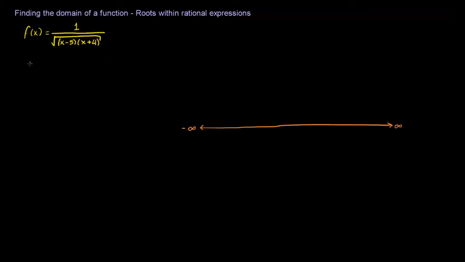I'm going to start by taking what's inside the root and writing it here. It'll be x minus 5 times x plus 4, and this has to be greater than 0. Notice something: here it is greater than 0, not greater or equal. If we accepted greater or equal, we would be implying that we could accept a 0 in any of these two factors.